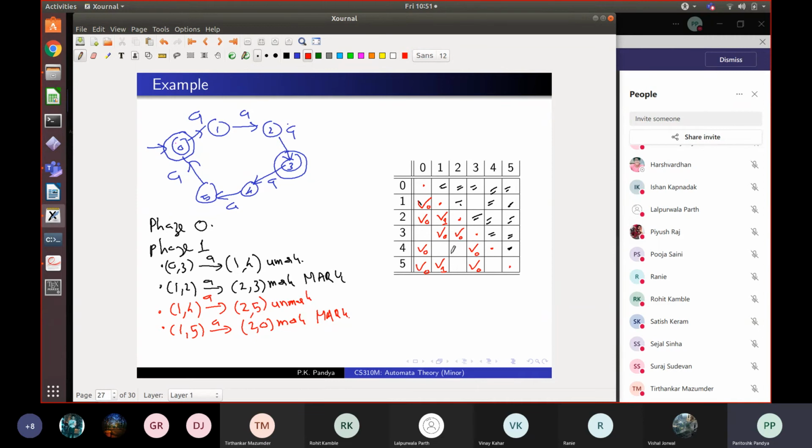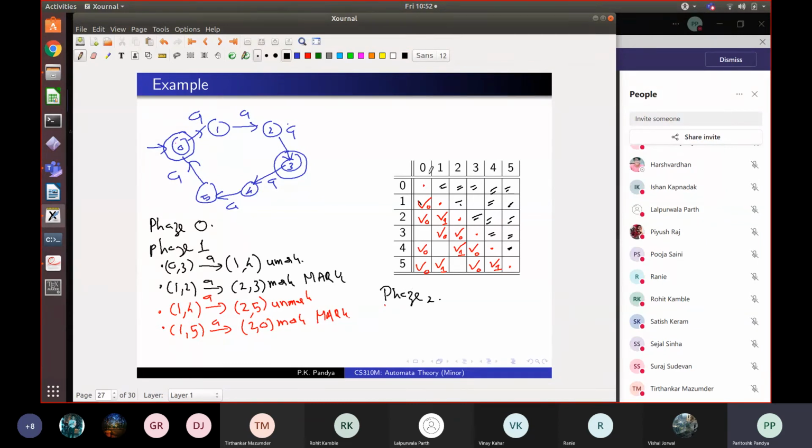So 2,4, what will happen? It will go to 3,5, and 3,5 is marked, right? So I'll put a mark here also, I'll get a 1 here. And 2,5 will be unmarked, so I will leave this unmarked. And 4,5, what will happen? 4,5 will go to pair 5,0, so I will mark this with 1. This is what I will get at the end of phase 1. Some new squares got marked, so I now have to consider phase 2, because in this phase some progress was made.